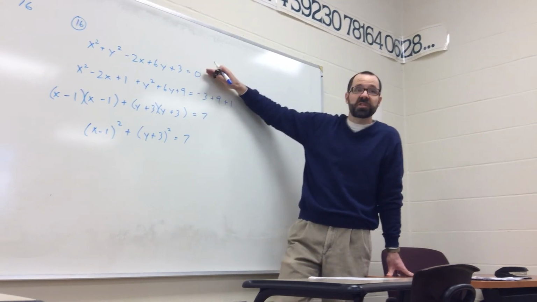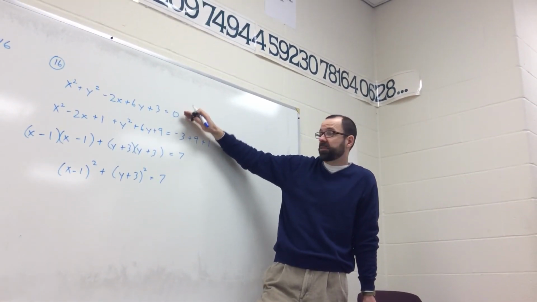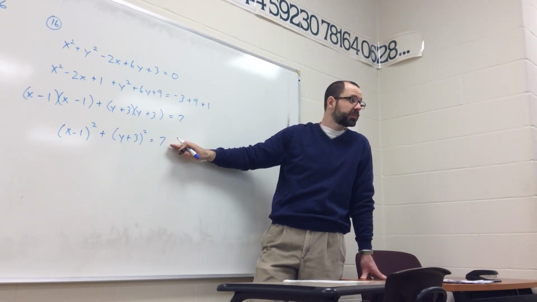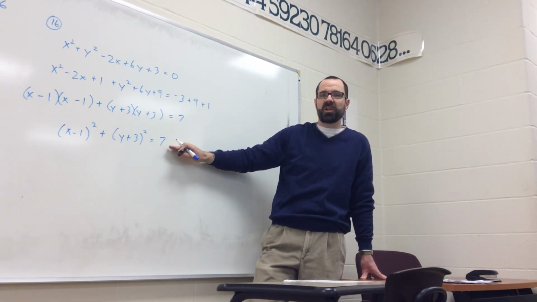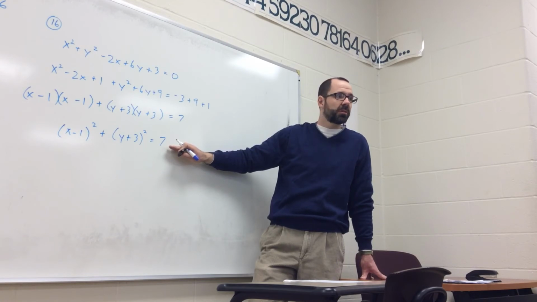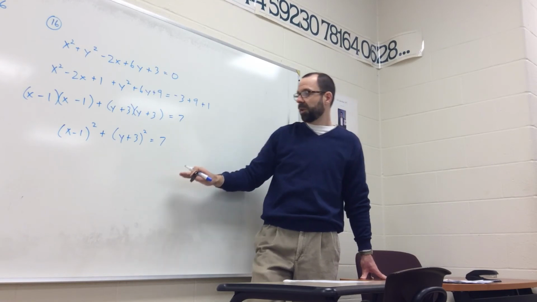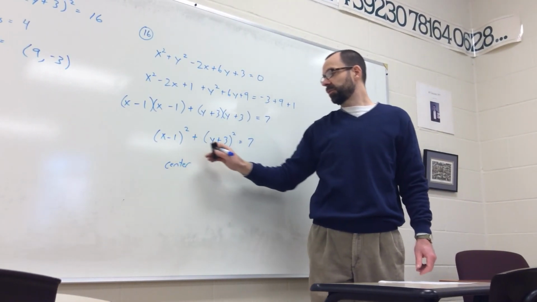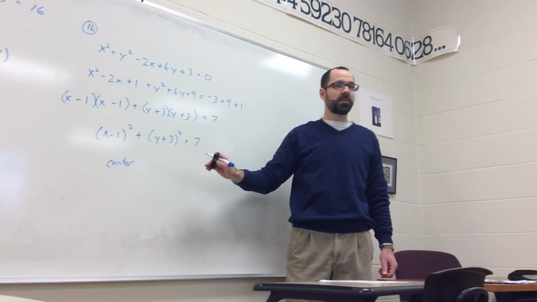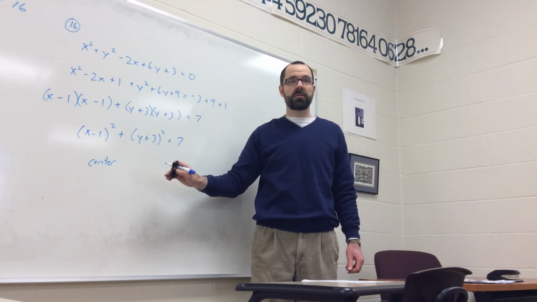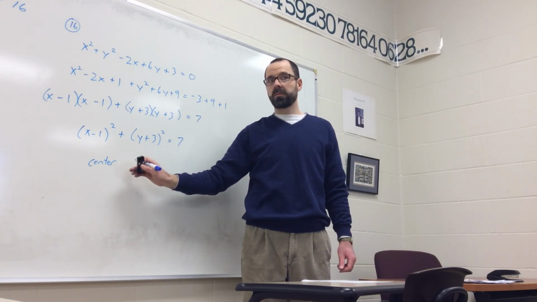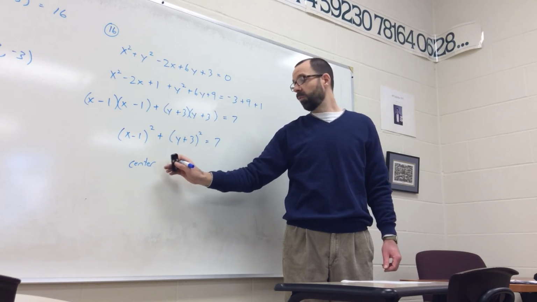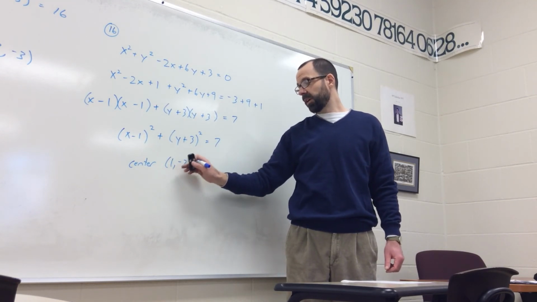So I told you that this was a disguised circle. Then I did some crazy algebra. Now do you recognize it as a circle? So now it fits our template that we're used to. What is the center of this circle? Yeah, Maddie? 1 comma negative 3 is correct.